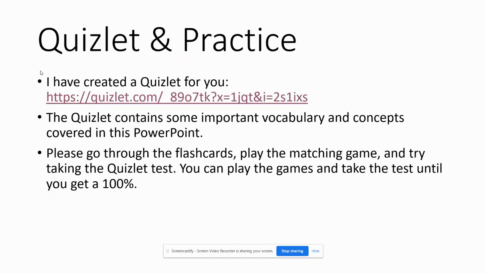So I created a Quizlet. Ms. Foxwell or another teacher is going to provide the link for you to the Quizlet. It's not a very long Quizlet. It just has some of the important vocabulary words and some of the concepts that we talked about in this PowerPoint. So you can go through the flashcards, you can play the matching game, and try to take the Quizlet test. And you can play the games and take the test until you get a 100%.